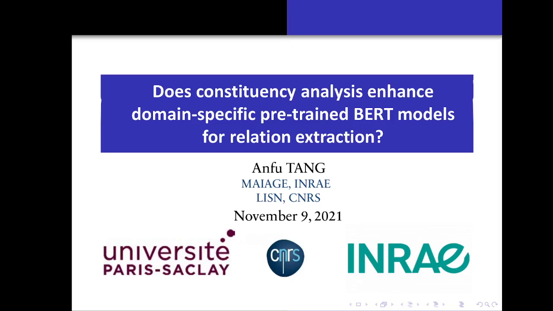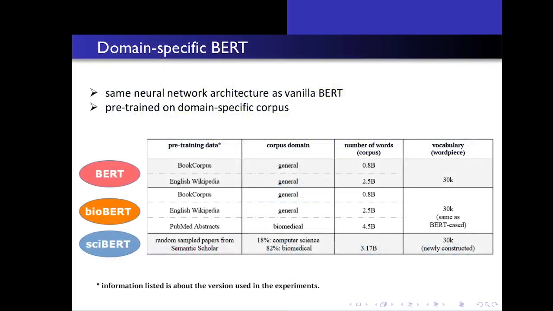Our system is based on domain-specific BERT, more specifically BERT and VII. The main difference between domain-specific BERT and vanilla BERT is that domain-specific BERT is pre-trained on a domain-specific corpus. For example, BERT uses PubMed abstracts, which is biomedical, and VII uses collected samples from Semantic Scholar. We used the pre-trained weights of these models from Hugging Face in our experiments.